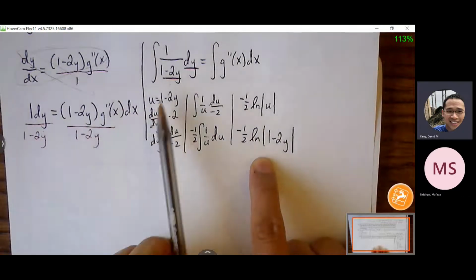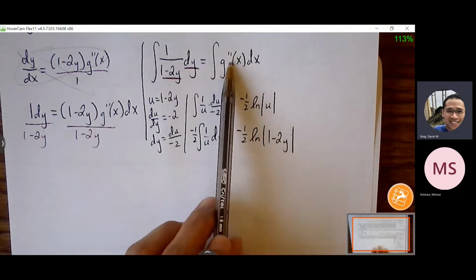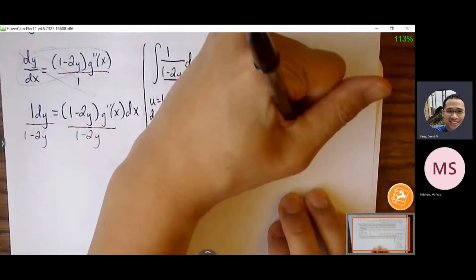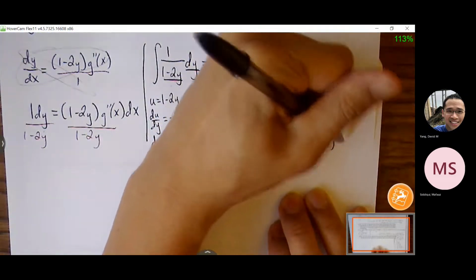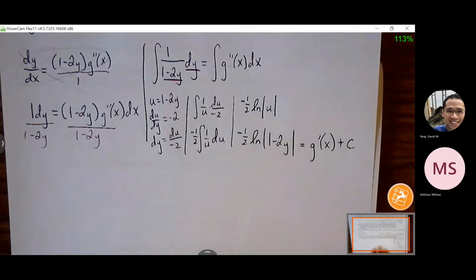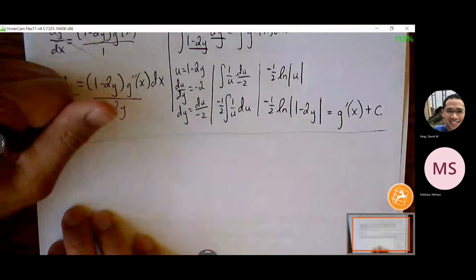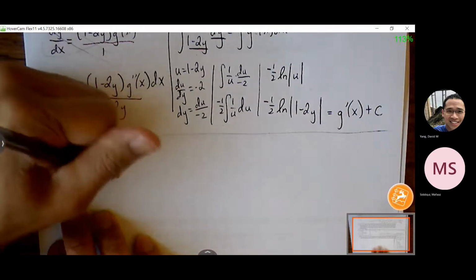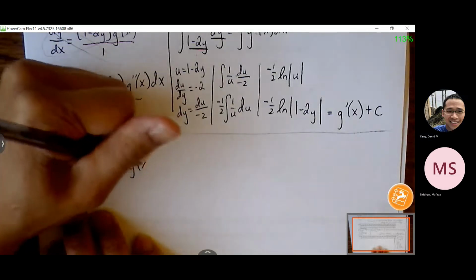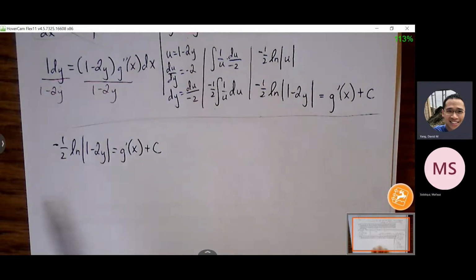So that's going to be the result of that left side. The right side is just pretty easy here. G double prime will just go up to G prime. Nothing that we have to do in terms of u-substitution. Okay, let me reset here. Calculus is done. I want to solve for y.